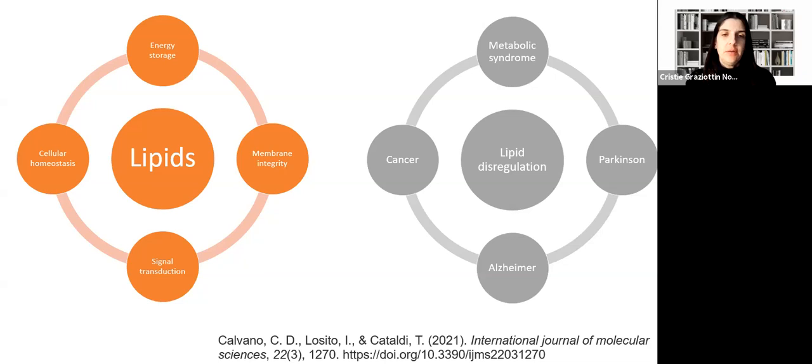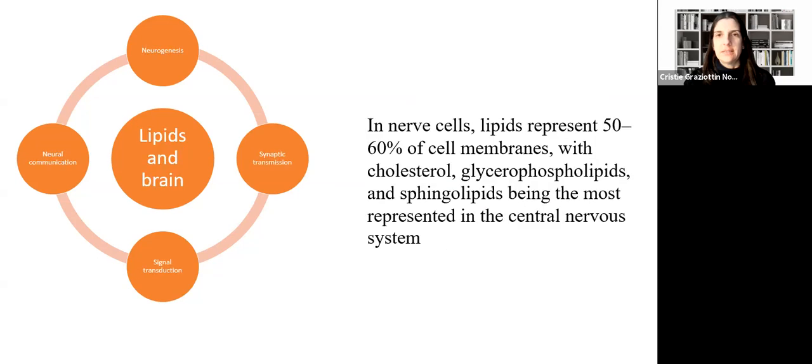We already talked about this in our other classes, but I want to emphasize here that lipids can be used as a form of energy storage. They are part of our membranes, but they are also important for cell homeostasis and signal transduction. So what if I have a dysregulation in lipid metabolism? In this case, I can have metabolic syndrome, of course, but I can also have other diseases like Parkinson's, Alzheimer's, and cancer. This shows the importance of lipids being much more than just a bunch of fat, as I said at the beginning of the class.